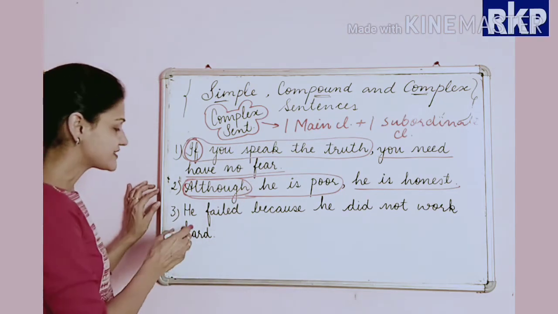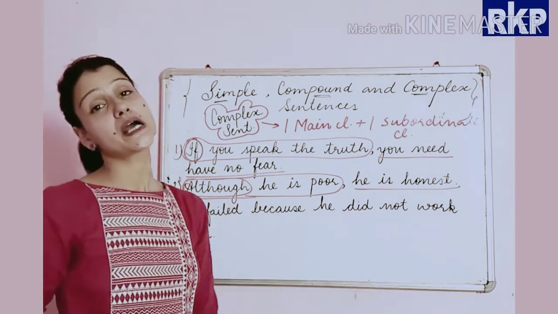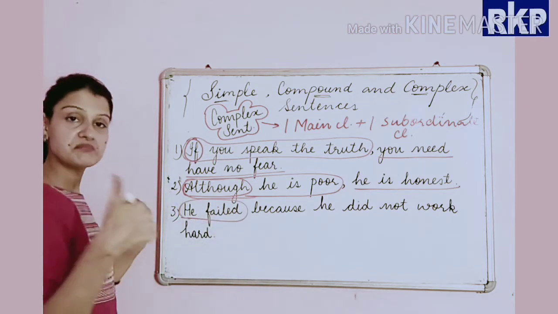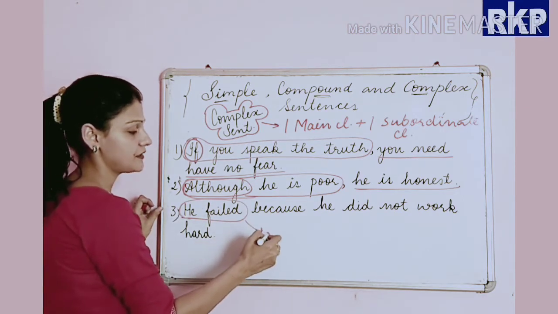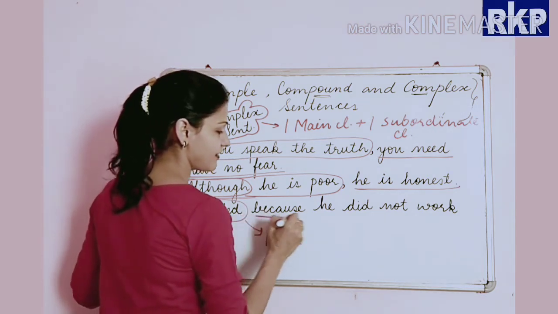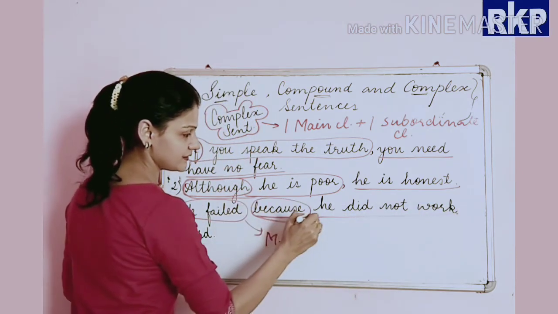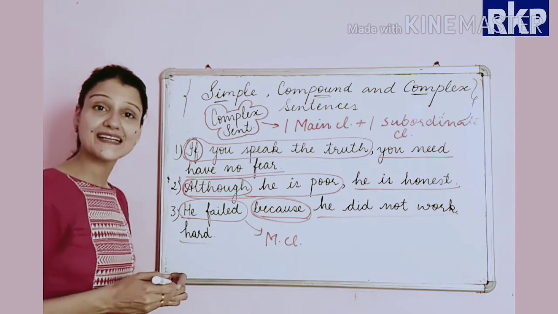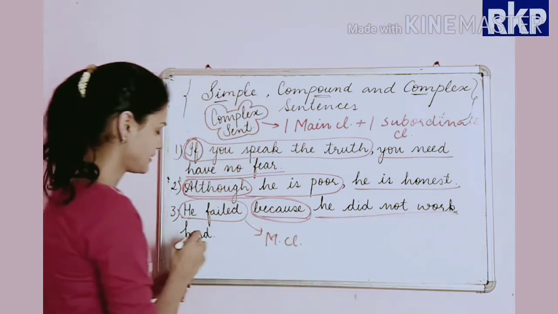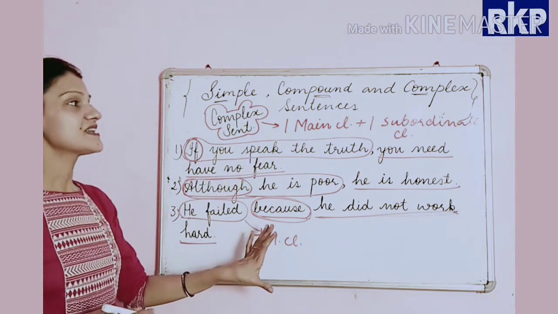All right, next is, he failed because he did not work hard. Now, he failed gives complete sense. This is our main clause. All right, and here, starting with the subordinating conjunction because, this is our dependent clause.